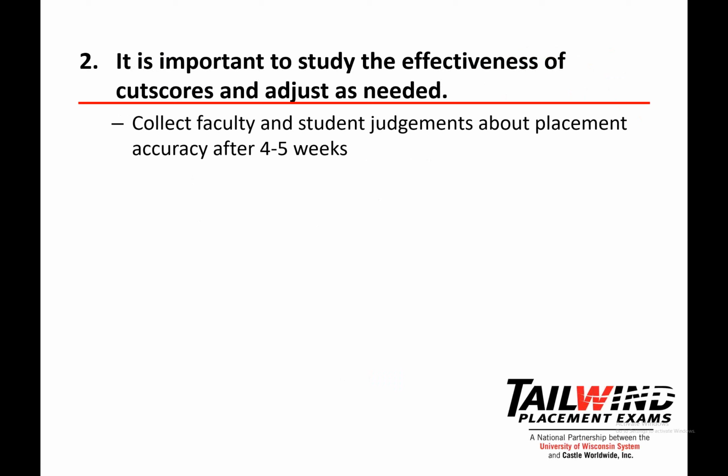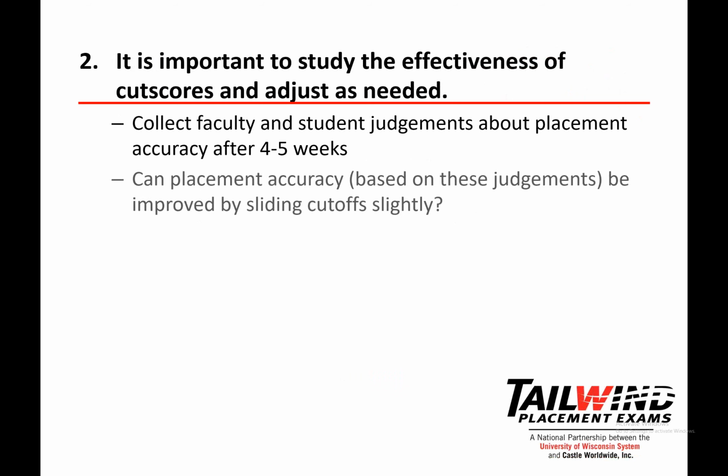You can do the same thing for students. You could administer a short survey to your students and ask them whether they believe that course is at an appropriate level, or maybe too low or too high for them. Then once you have those data, you can take a look at whether you might be able to improve the proportion of students who are correctly placed if you were to move those cut scores up or down just a little.